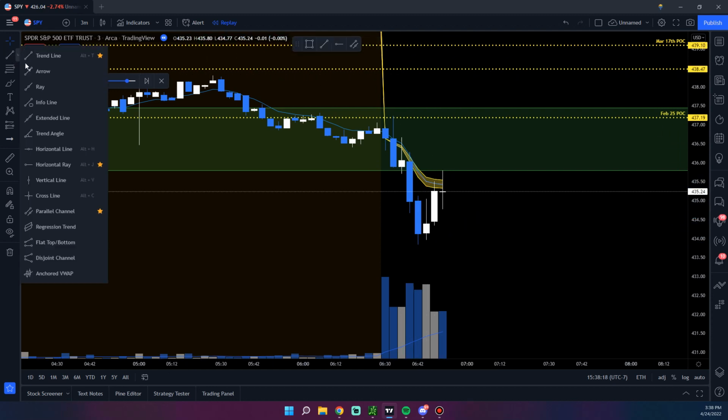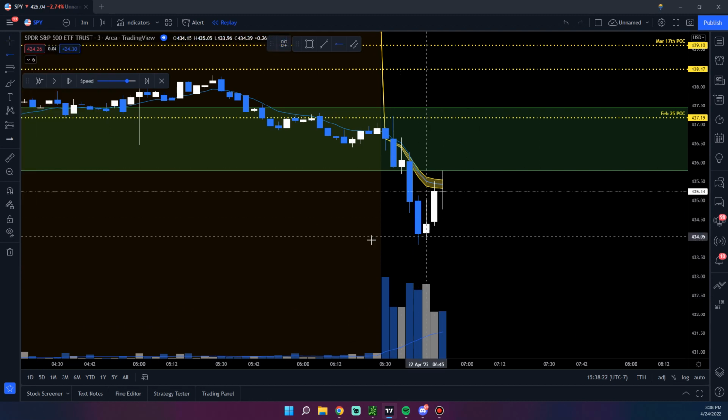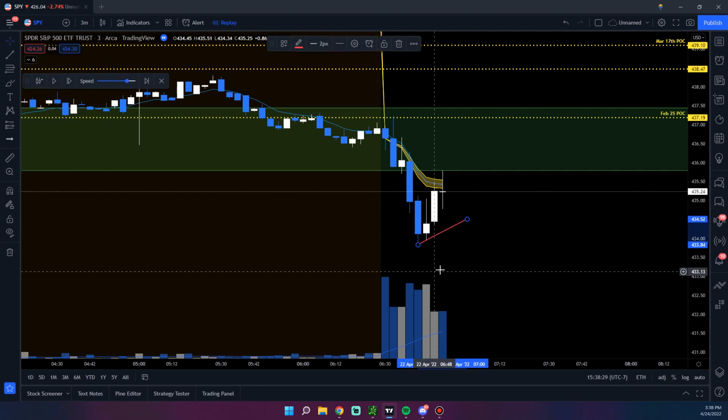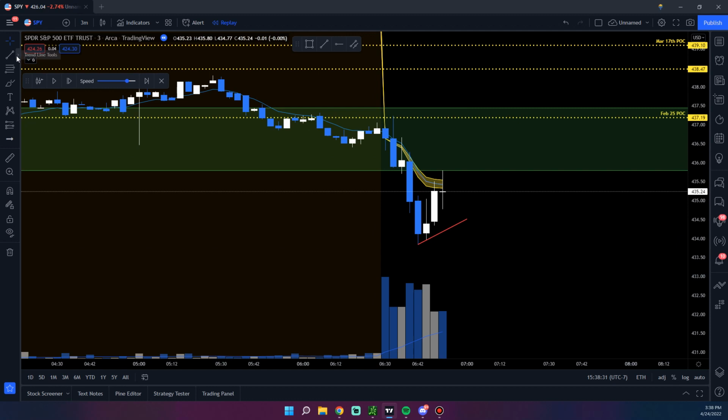So right now, my safe entry is going to be the last touch of this trend line. So as of now, the last touch of my flag is this candle right here. So where it touched here, that will be my entry. If a candle comes down and crosses through this yellow line at 433.96, I would take puts.